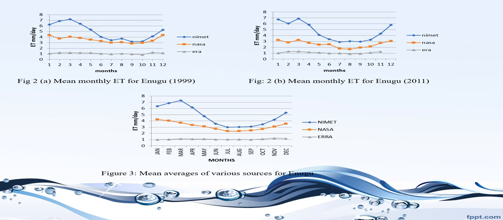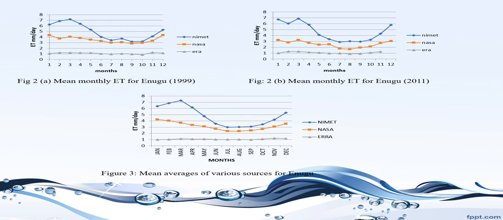Graphically, the mean monthly ET for Enugu for 1999 exhibits the same trend, with NIMET having the highest value, followed by NASA and the ERA interim. Now from these figures, we can't really present all the years here, so we're using just a sample, 1999 and 2011. And we've also presented the mean averages of various sources for Enugu.